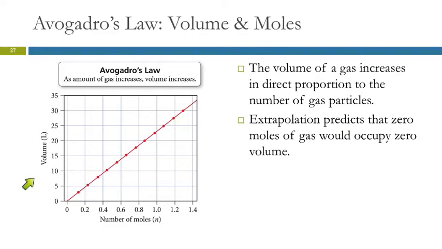So here's a graph of data. The volume increases as the number of moles of gas increases. And if we extrapolate back, we see a prediction of 0 volume with 0 moles of gas. Well, that seems pretty reasonable. If you have no gas, it would have no volume, okay?